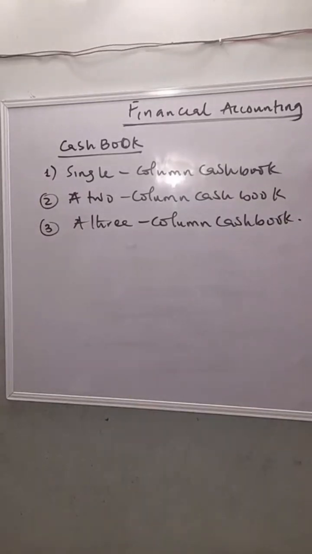When you talk about cash book, it is a book that records receipts on the debit side and payments on the credit side. Payments are money going out, and that should be on the credit side. Receipts represent money coming in, and that should be on the debit side.